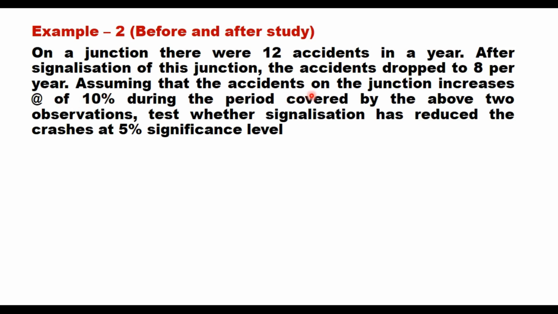Assuming that the accidents on the junction increase at the rate of 10% during the period covered by the above two observations, test whether signalization has reduced the crashes at 5% significance level. So if there was no improvement in the accidents, these 12 accidents will increase at the rate of 10% per year. So that is the value of C.